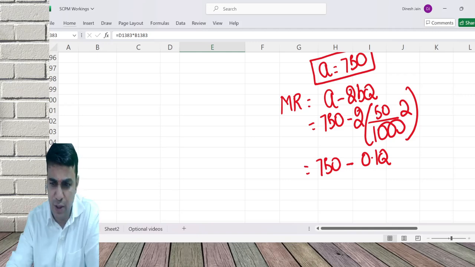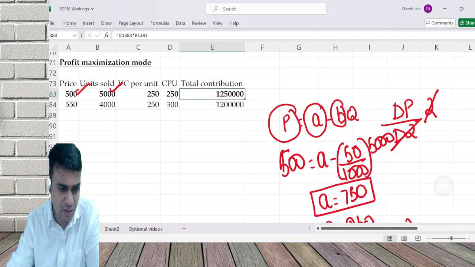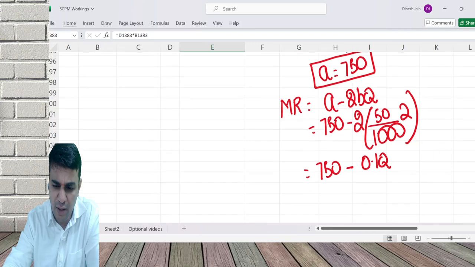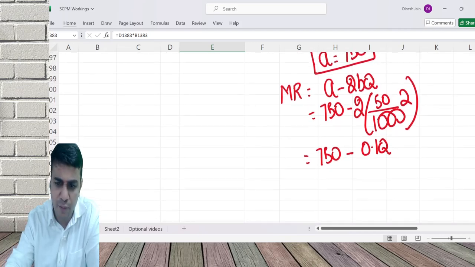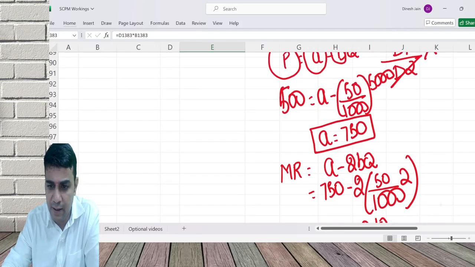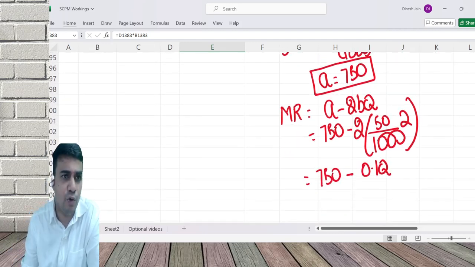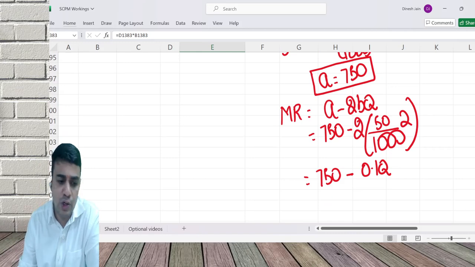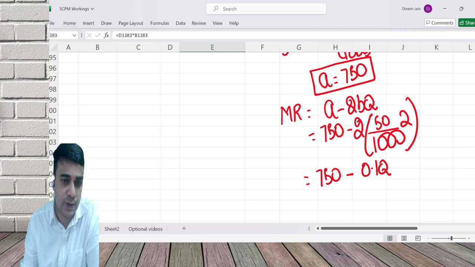0.2 Q. Is it 0.2 Q? 0.1 only, no friend. 2 into 50. 50 by 1000 is 0.05 into 2. I think 0.1 only. Just check if I have done it right. 0.05, 2 BQ, multiply 2 BQ. So 0.1 Q. Any doubts on this?